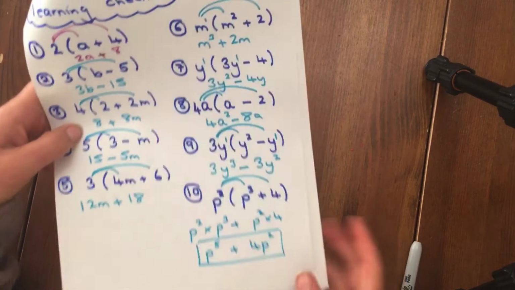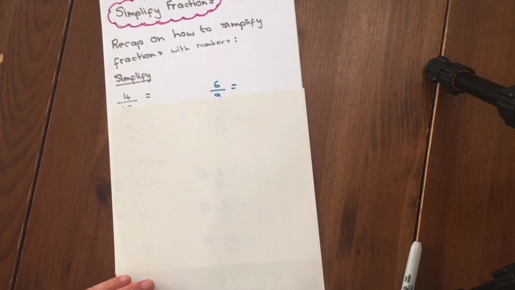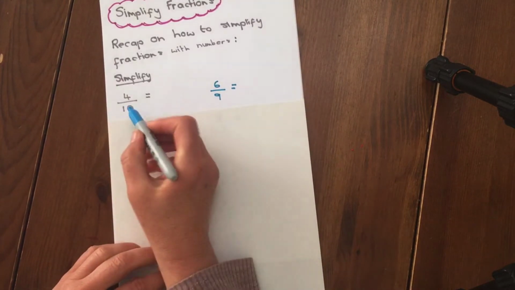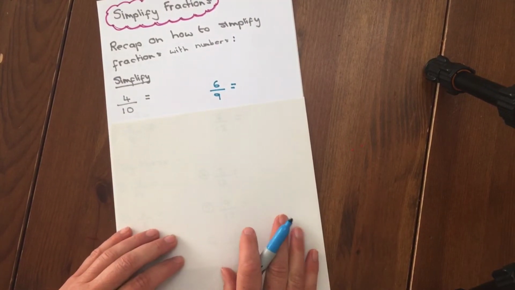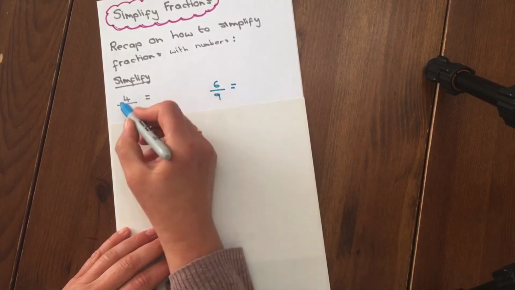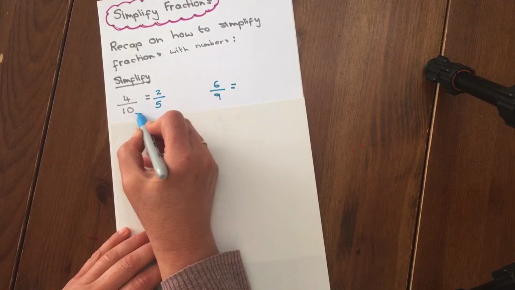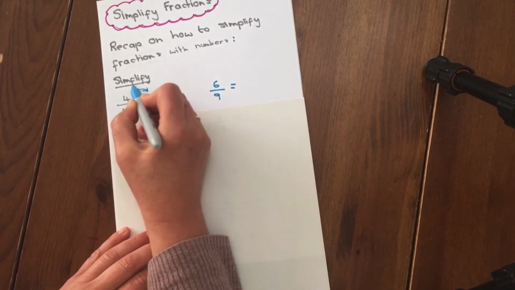Okay, let's go on to today's lesson. Simplify fractions. Okay, so let's look at these two questions here. 4 over 10. If I was to simplify that, and I know you know how to do this already, I can divide top and bottom by 2. Divide the top by 2, divide the bottom by 2.